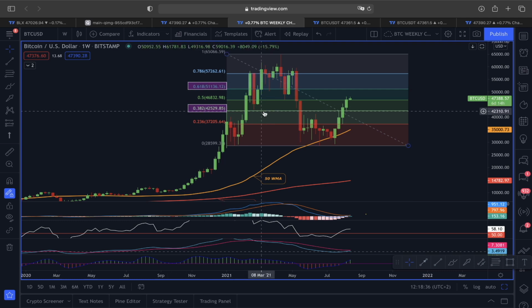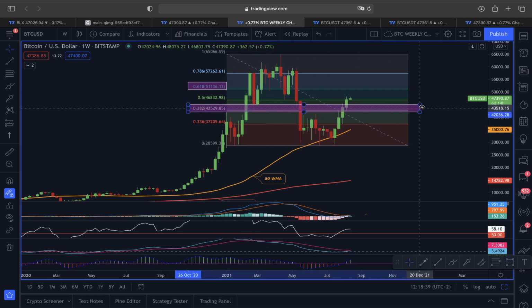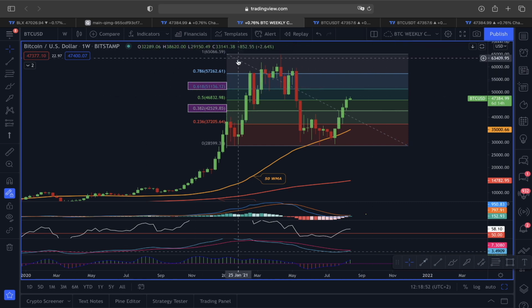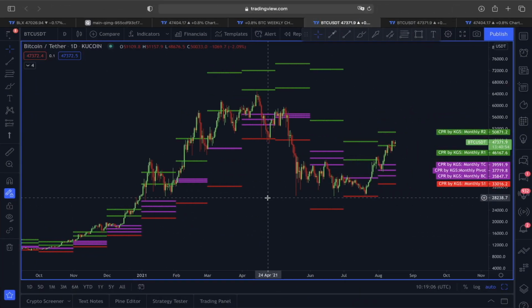This 42, the 0.382, is the strongest support for Bitcoin, and we also don't want it to break below that, right? And to the upside, 50 to 51,000 is where we might be heading at this current stage, because if you look at this in a bit of a different way, you can see here, guys.